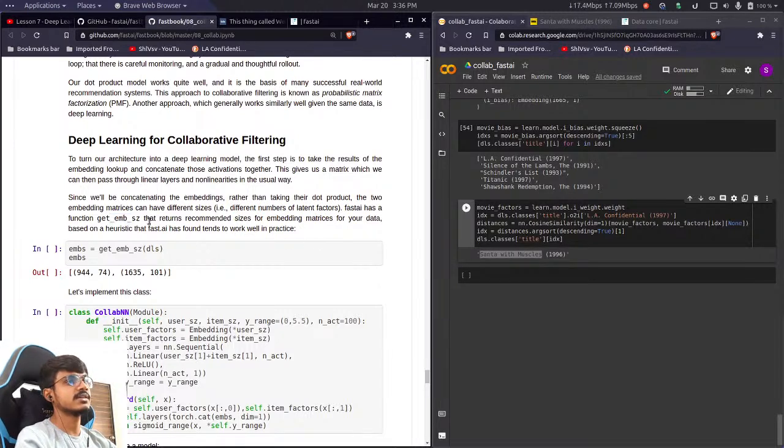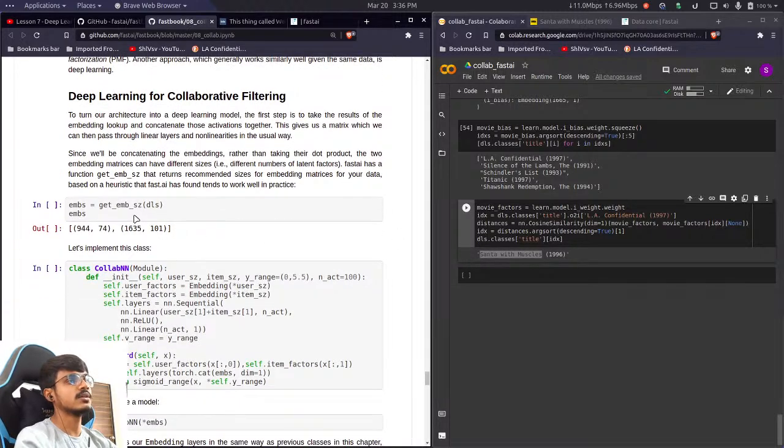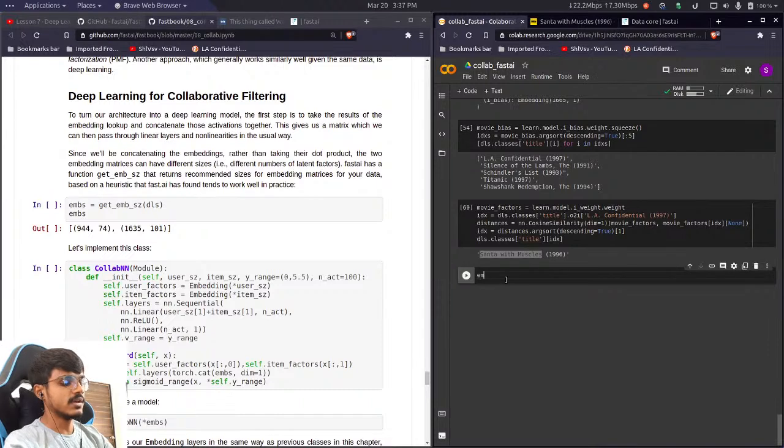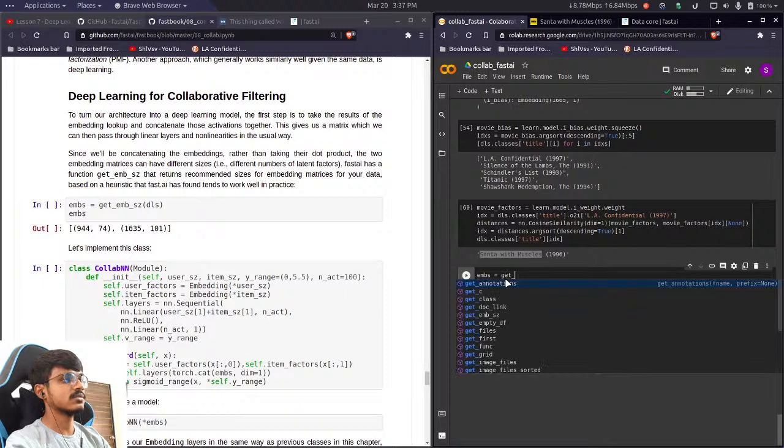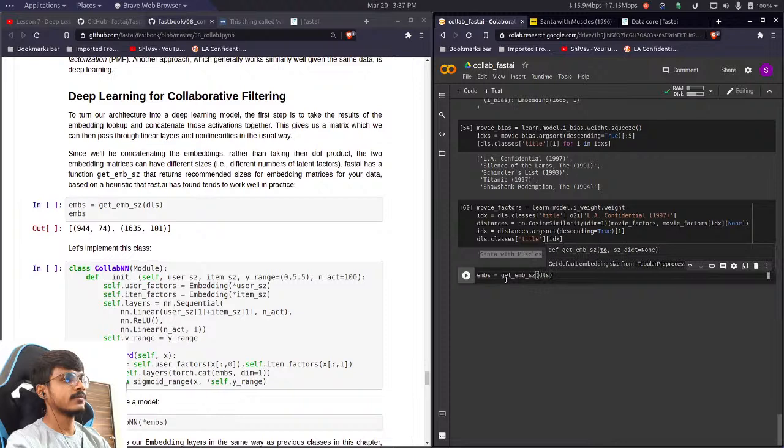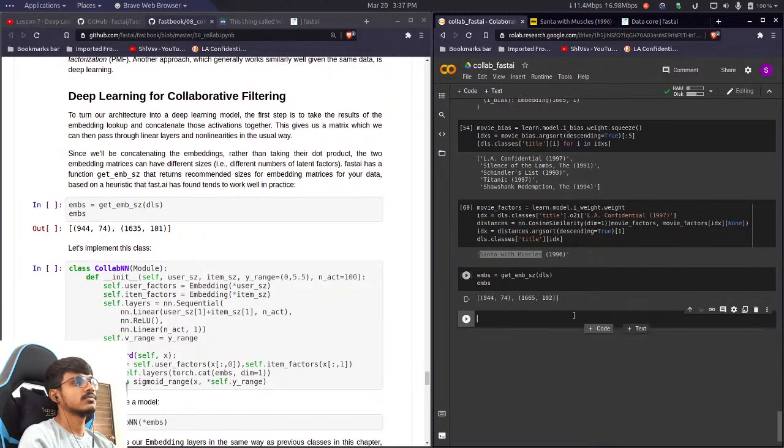FastAI has a function that returns recommended sizes for embedding matrices for your data, based on heuristics that tend to work in practice. Okay, so to get the embedding sizes, we should pass the data loaders. In this case, it's recommending us this size.